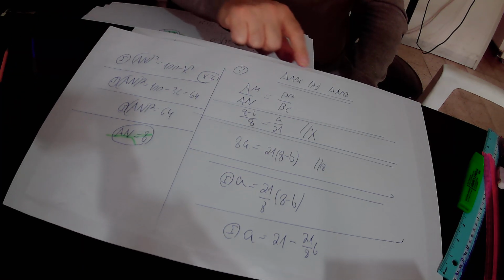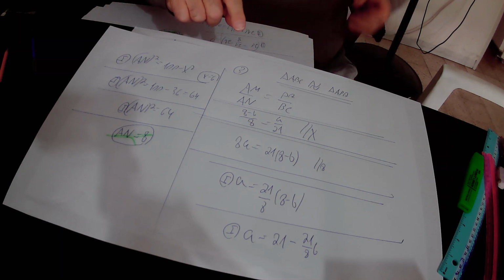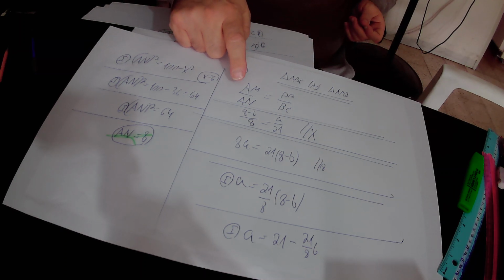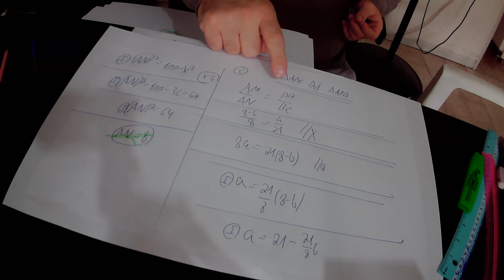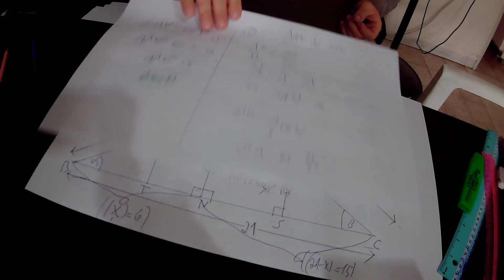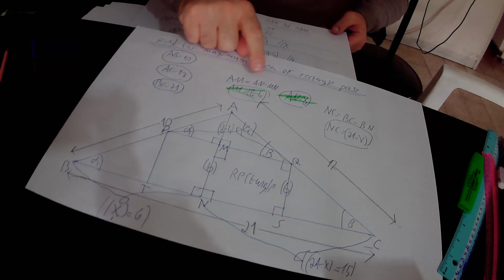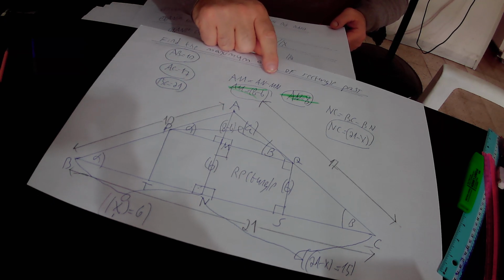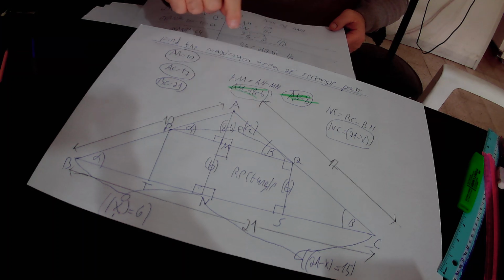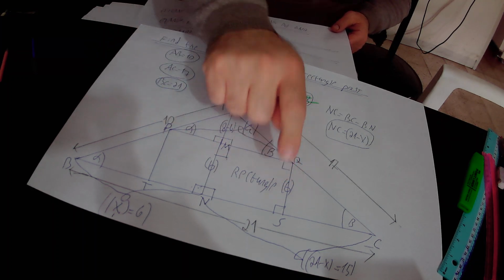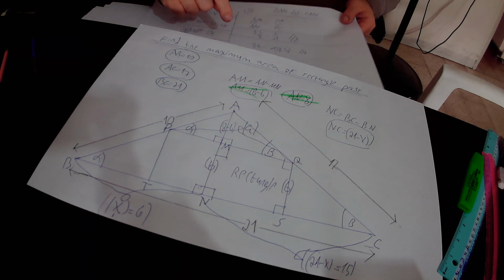Again, because the big triangle ABC is similar to the small triangle APQ, the following equation is true: AM over AN equals PQ over BC. AM equals 8 minus B. AN equals 8. PQ is A, according to our definition, over BC. BC is 21 units according to what is given in the question.